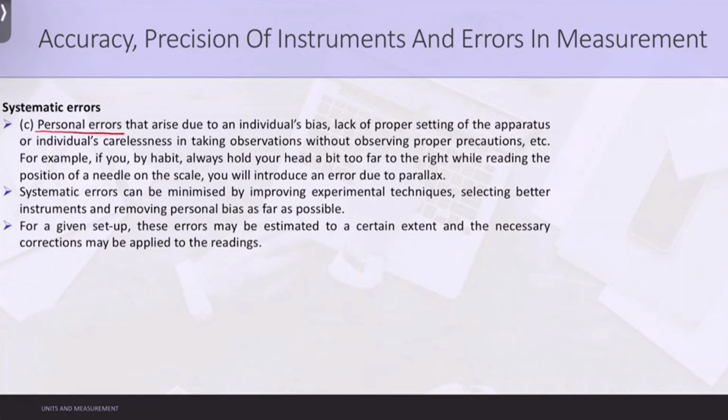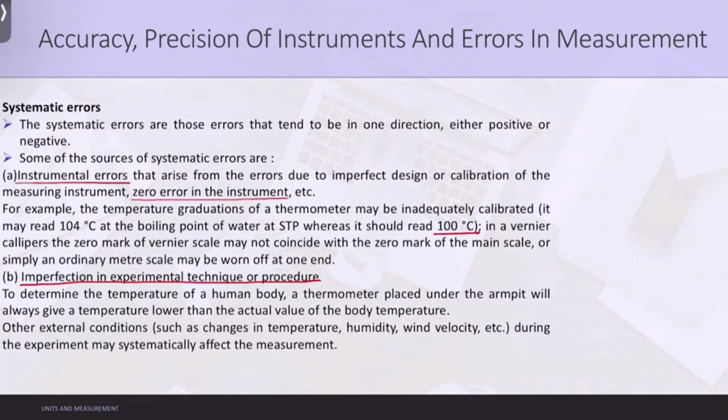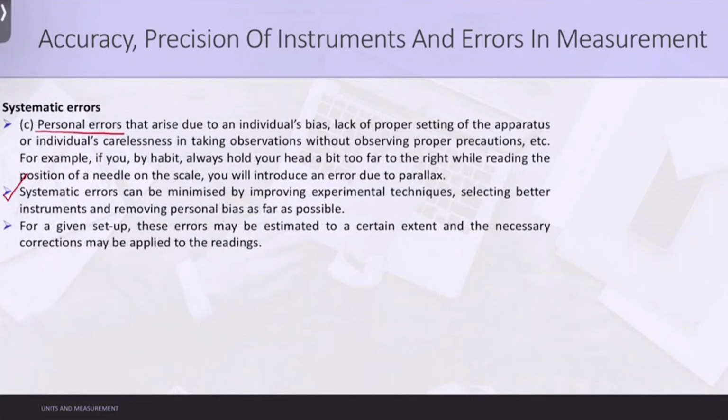Now this is an important point. Systematic errors can be minimized by improving experimental techniques and selecting better instruments. If a better instrument is selected, then quite evidently there are higher chances that the accuracy is right. There is no zero error. By improving experimental techniques, we can do experiments much more clearly. Our experimental analysis should always be done at, let's say, STP, so that there won't be much error. And third, while doing the calculations, personal bias should be removed as far as possible.